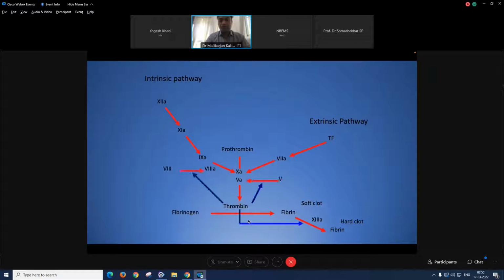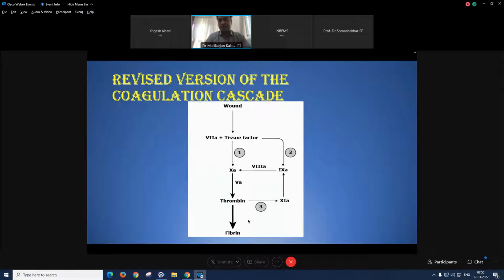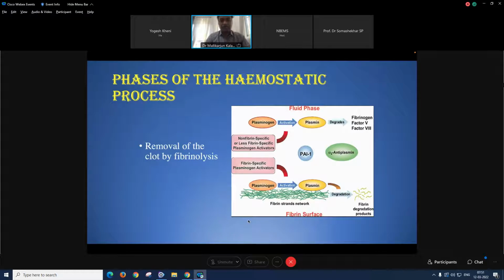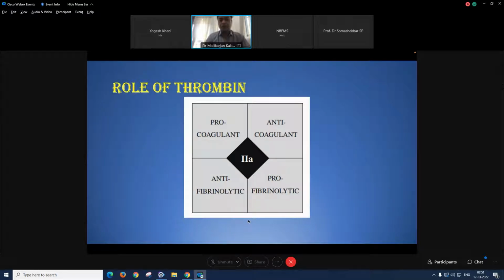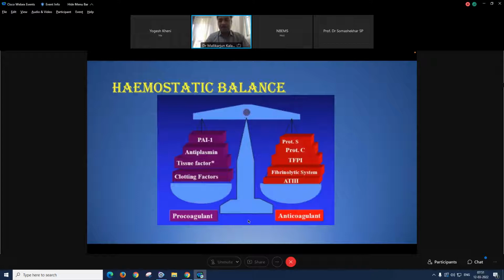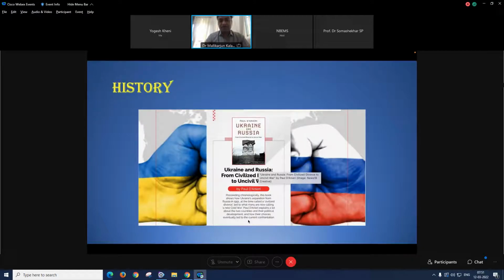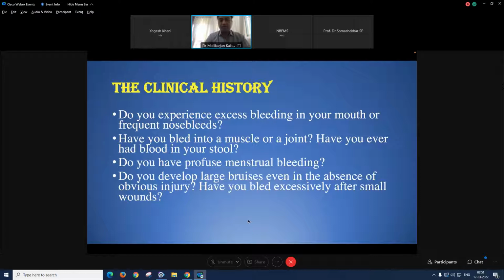I'm not going to go into detail, but all of us have read about the intrinsic pathway, extrinsic pathway, common pathway. There is some revision of the same, again, may not be very important. We also know once the clot is formed, there is termination of the clotting by antithrombotic mechanisms, and that happens by fibrinolysis. It is also becoming increasingly evident that thrombin is at the center of both coagulation and fibrinolytic pathways, and this precarious balance between the procoagulant and anticoagulant systems is what maintains hemostasis in the body.